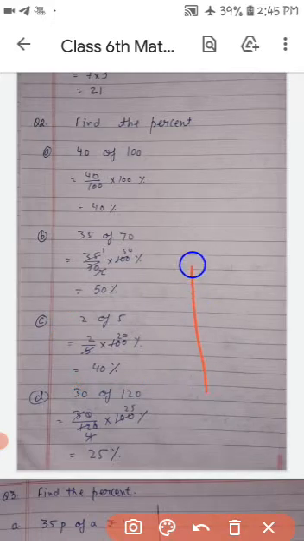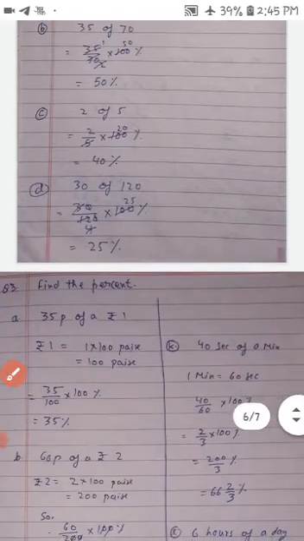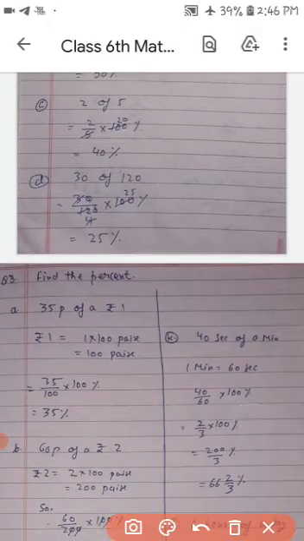Part D. 30 of 120. 30 upon 120 into 100. Now cancel out the number. Zero, 3 fours are 12. Now 4 twenty-fives are 100. Now answer comes to 25%.